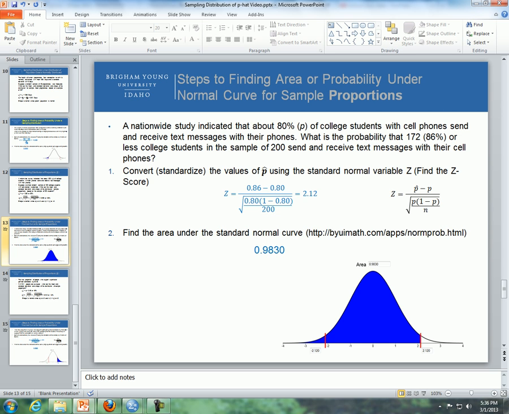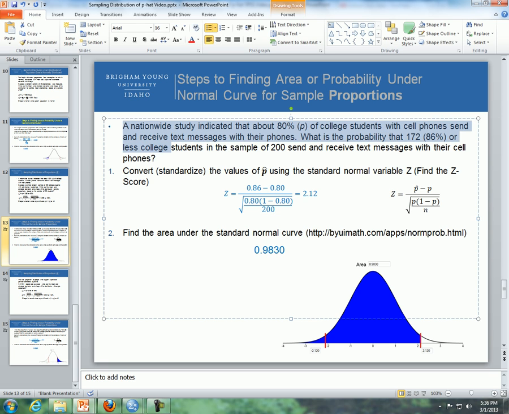A nationwide study indicated about 80% of college students with cell phones send and receive text messages with their phones. What's the probability that 86% or less of college students in a sample of 200 send and receive text messages with their cell phones? First of all, we're going to convert this 86% into a z-score.